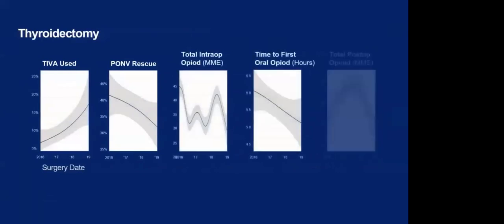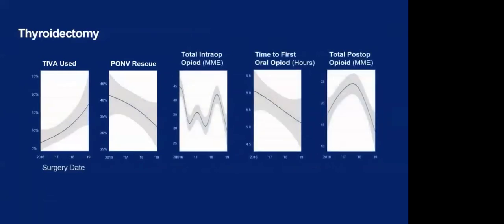As in the case of thyroidectomy patients, pain and PONV affected them. We increased our use of TIVA by 11% and our PONV rescue rates decreased by 9%. And as you can see, in the third graph, total intraoperative narcotic use is quite variable, possibly reflecting both internal and external factors. For example, we had medication shortages such as the remifentanil shortage in 2017. And we also changed our whole enhanced recovery protocol to include more dexmedetomidine and use of TIVA. We had more of our patients transition to oral faster, but our total post-op opioid consumption didn't change significantly.